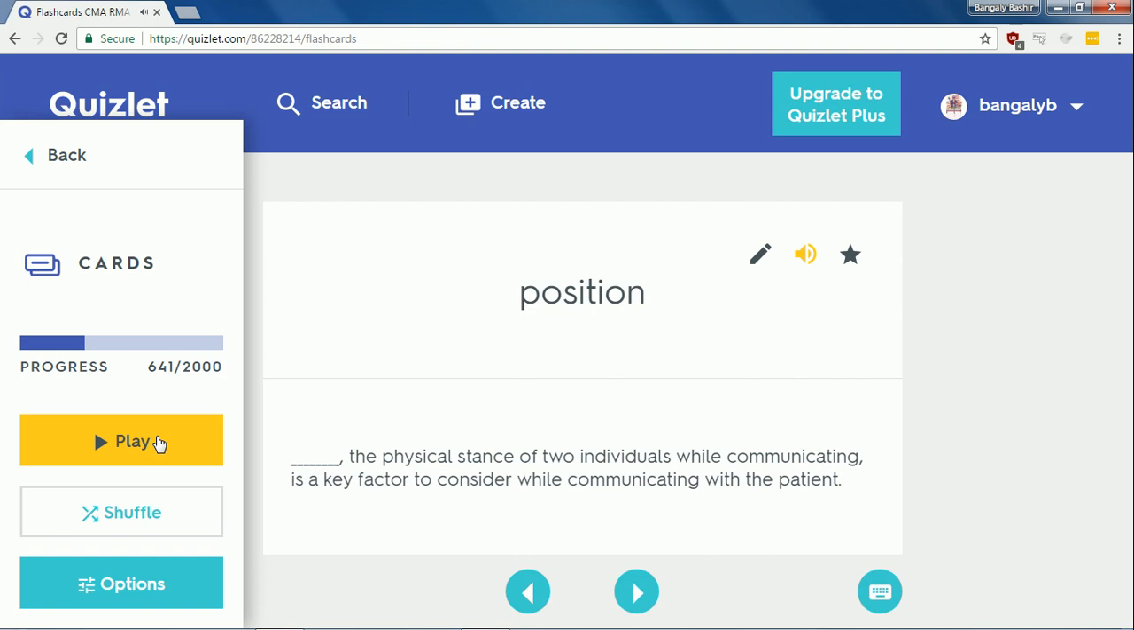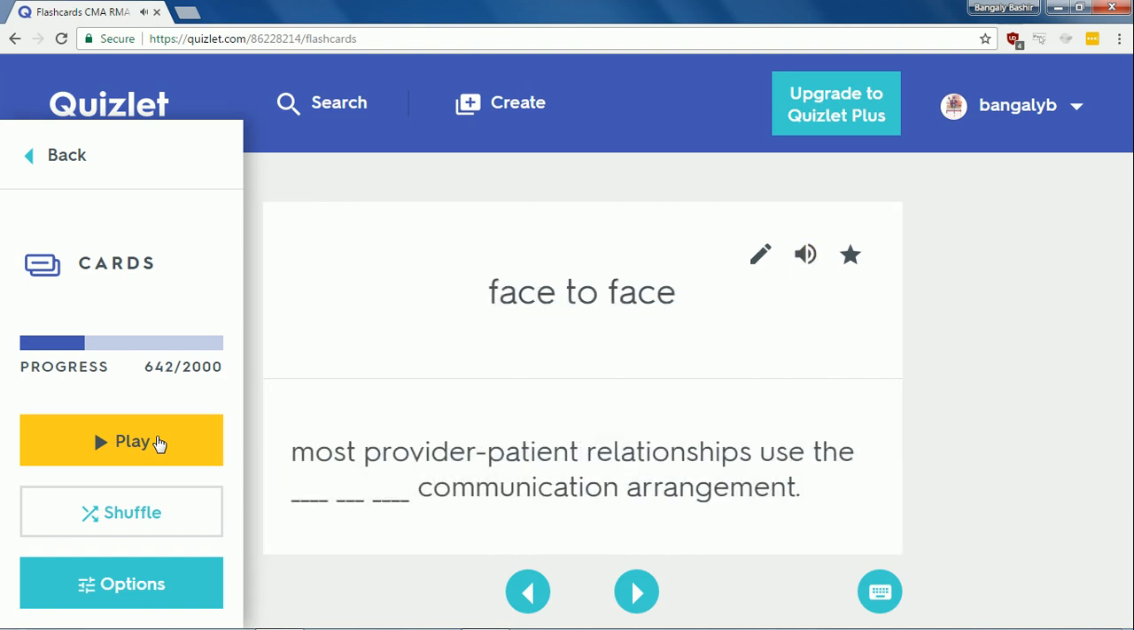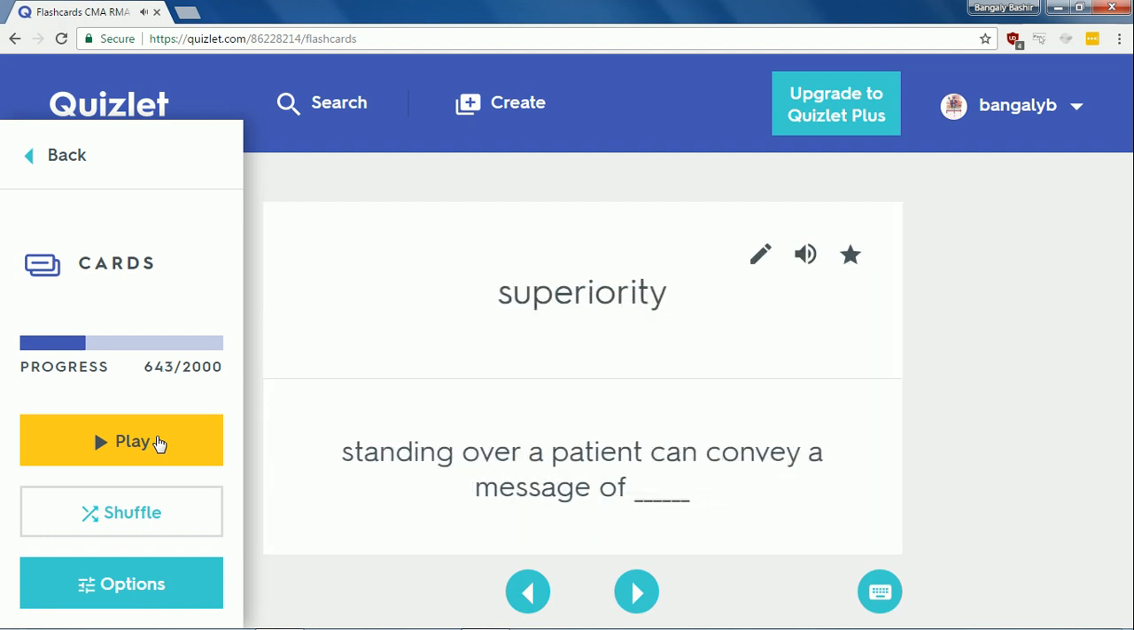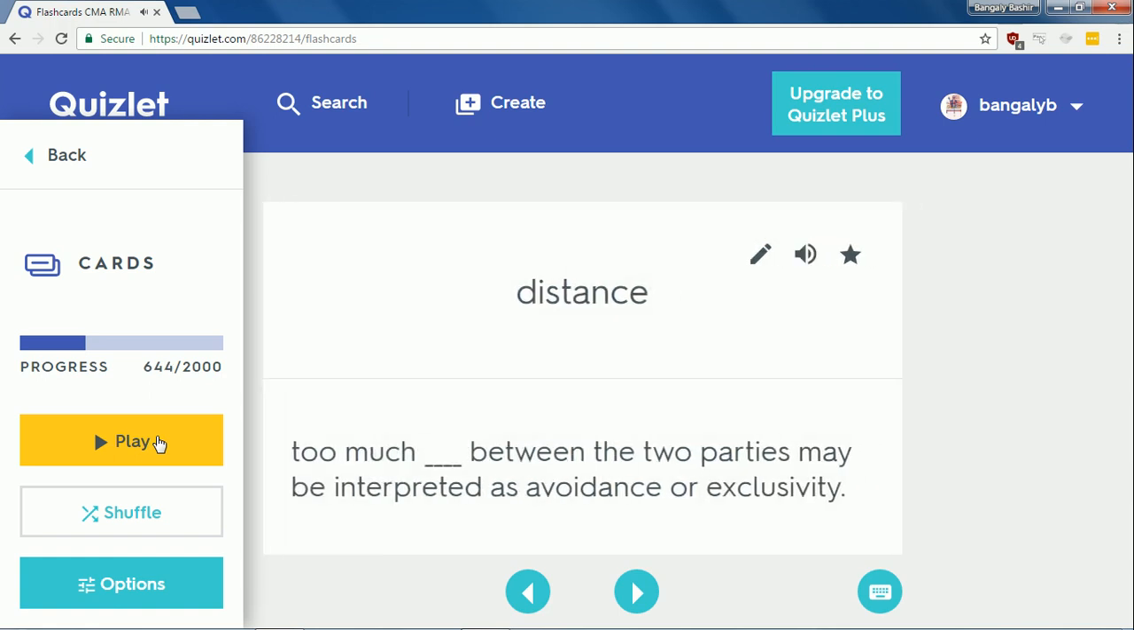Position. The physical stance of two individuals while communicating is a key factor to consider while communicating with the patient. Face-to-face. Most provider-patient relationships use the face-to-face communication arrangement. Superiority. Standing over a patient can convey a message of superiority. Distance. Too much distance between the two parties may be interpreted as avoidance or exclusivity.